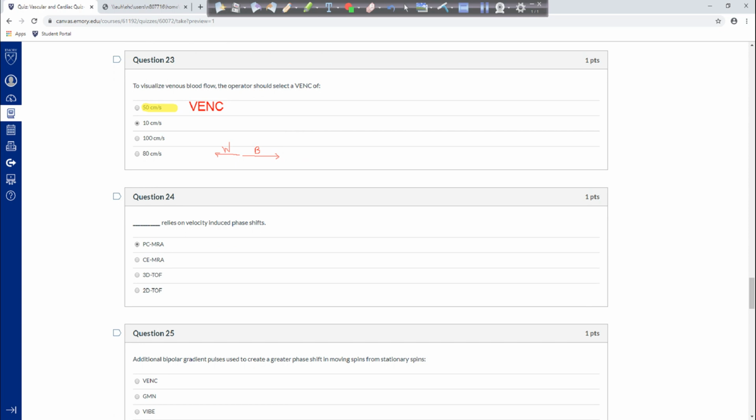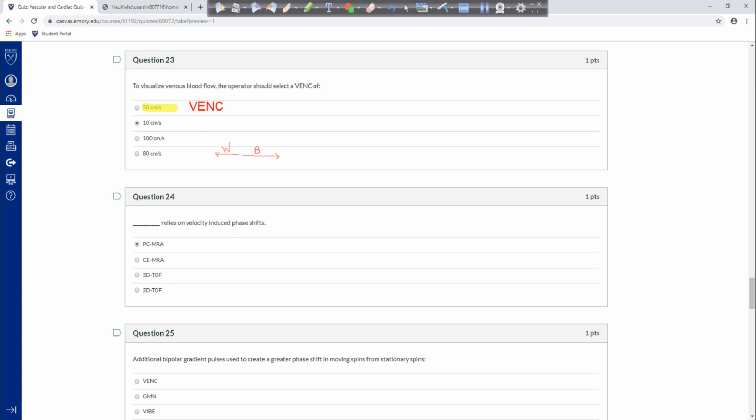PC MRA also relies on those velocity-induced phase shifts. So it applies these gradients, the VENC gradients, to induce a phase shift of flowing blood. Flowing blood is going to go across a gradient a lot quicker than stationary blood or stationary tissues, which just stay in the same spot. So as blood flows across a gradient, it creates a greater phase shift, meaning it goes from 12 to like 6 o'clock.